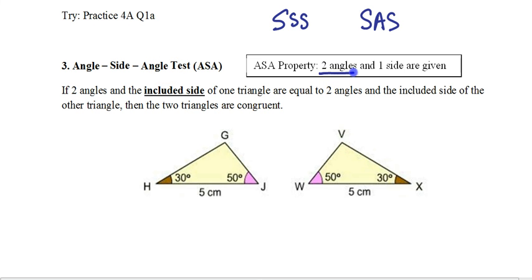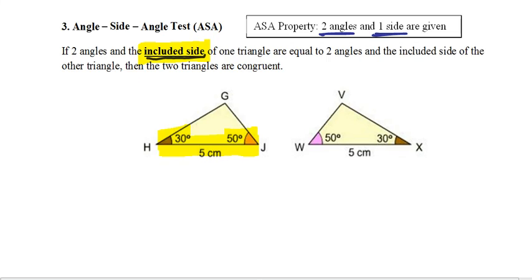And this is used when you have two angles and one side. And the side has to be the included side. Now, what does the included side mean? Okay, look at this triangle here. Now, you have two angles here. And you realize that the side that is included is where the two angles actually fall on this side. This is what we mean by the included side. So if you have two angles and the side where the two angles fall on, and you find that they are both the same, then you can say that the two triangles are congruent.